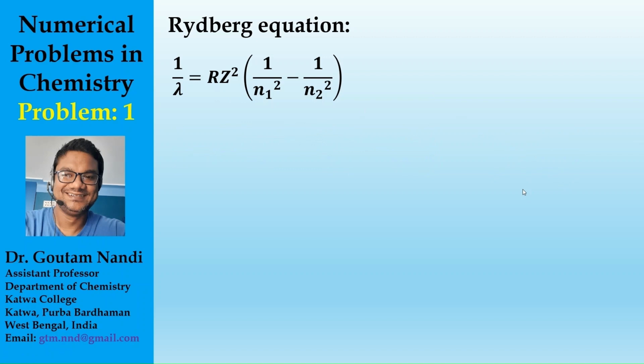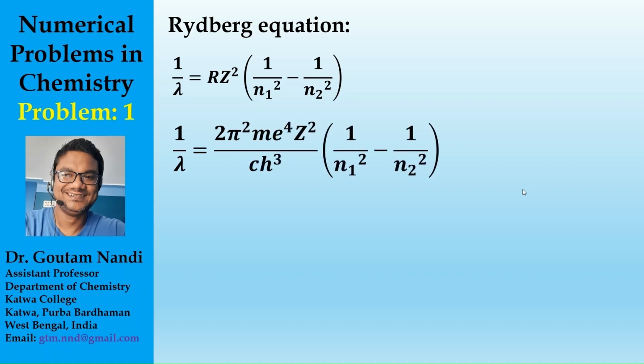If we want to use this expression for solving the problem, then we need to know the value of R. But in the given problem, the value of R is not provided. If you remember the value, that is the experimental value of R is 1096.77 centimeter inverse in CGS unit, you can use that value. Otherwise, what you can do, we can change this expression to this basic expression.